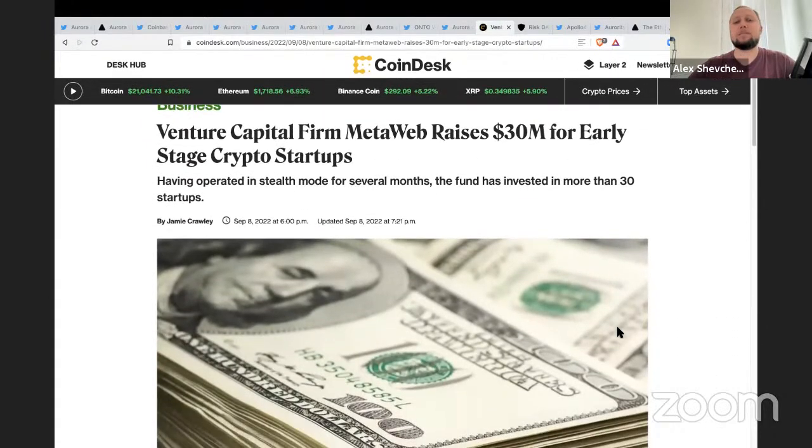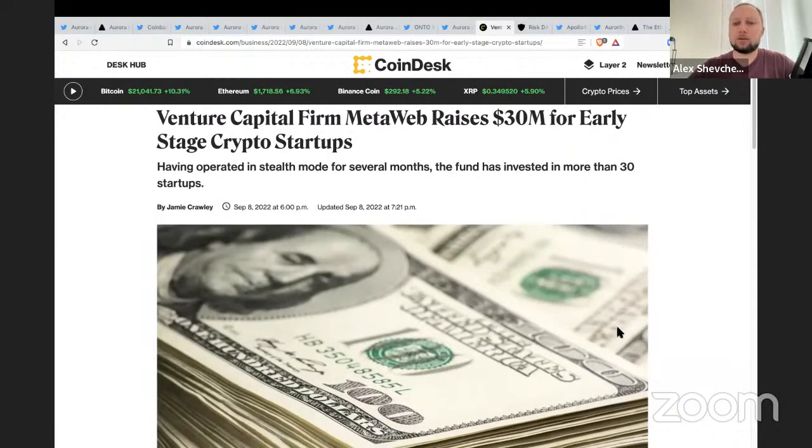We see MetaWeb that is focusing on Aurora and Near and Cosmos ecosystems. This is a company that is pretty close to Near and Aurora ecosystems in general. We know many people in this company. Some of them have been working inside of the Near ecosystem already for some period of time. So this company raised a 30 million fund for early stage crypto startups. We congratulate them on this achievement. It's not that simple in this current market to raise a fund, obviously. And we are super happy that these things are happening.